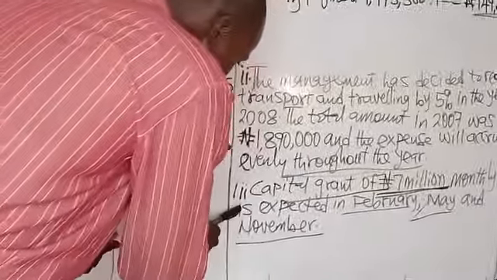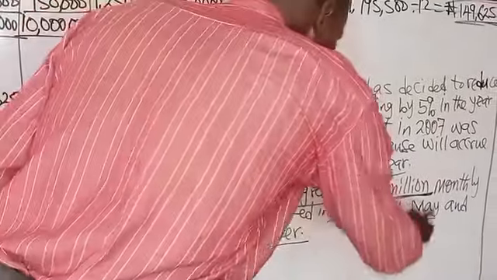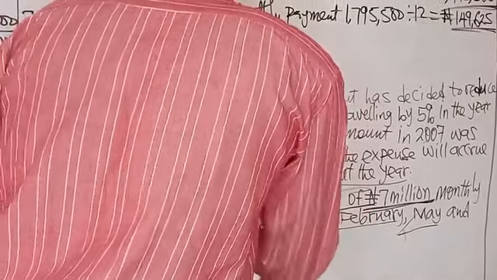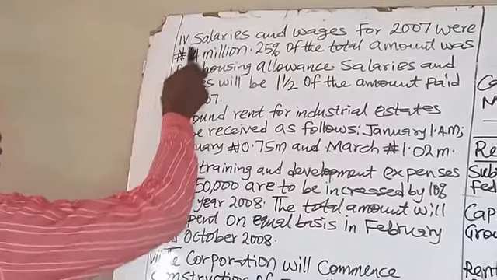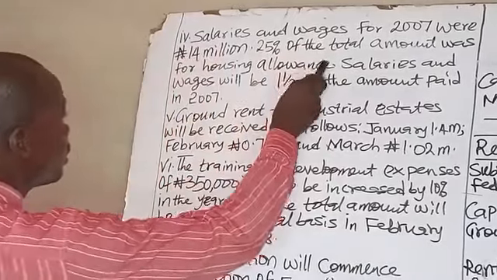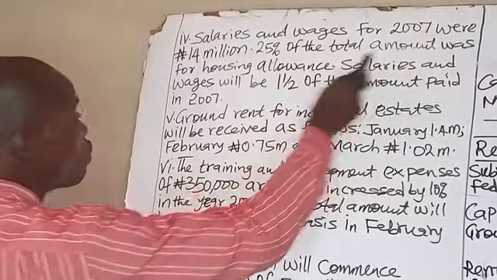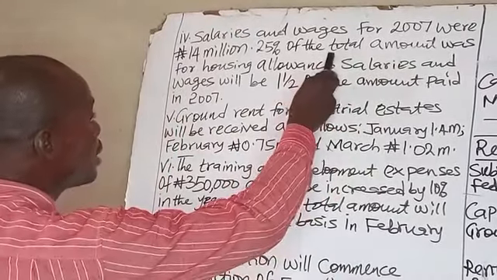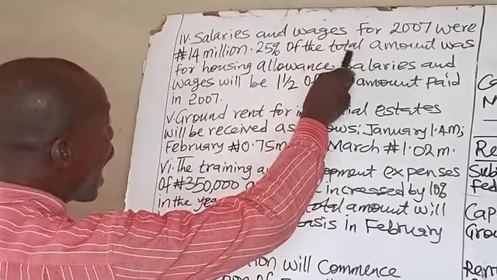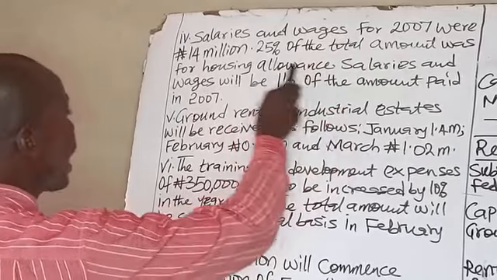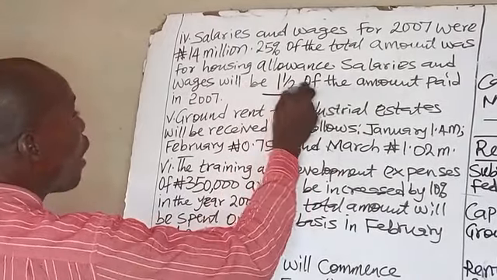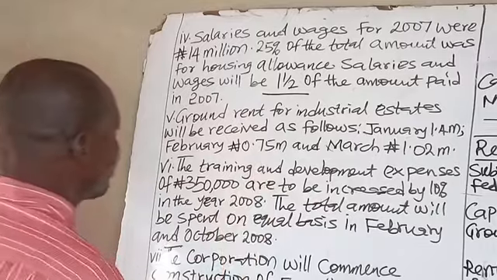Note 3. Capital grant of 7 million monthly is expected in February and May. That is a receipt. That has been considered. Note 4. Salaries and wages for 2007 were 14 million naira. 25% of the total amount was for housing allowance, and wages will be 1.5 of the amount paid in 2007.